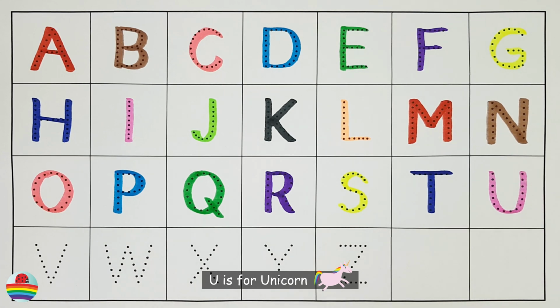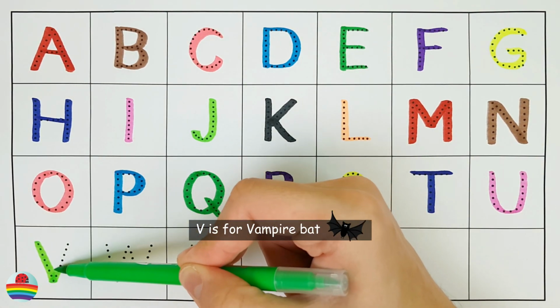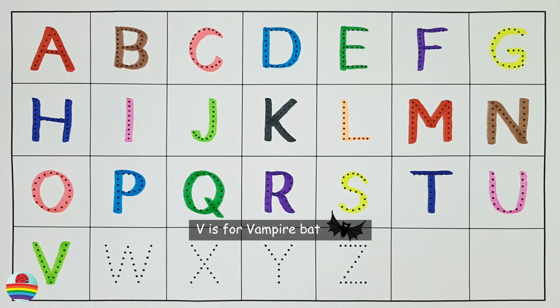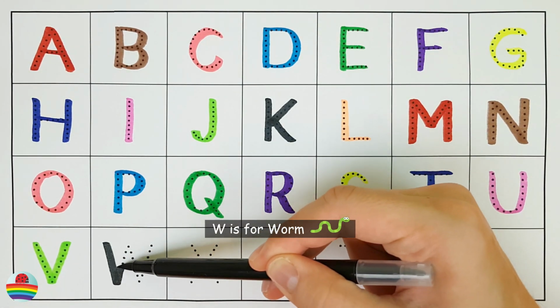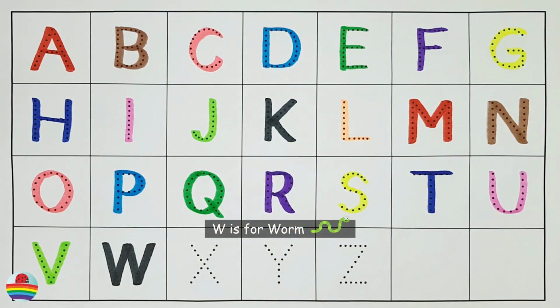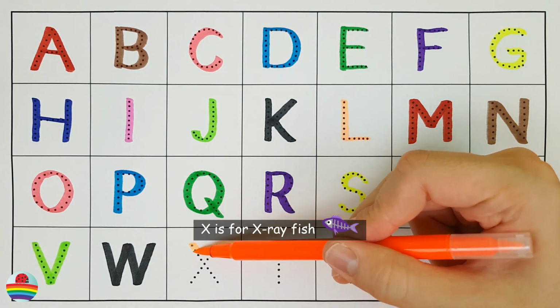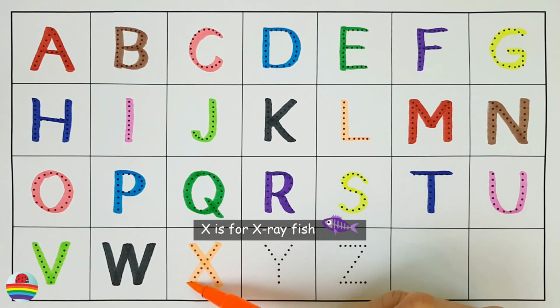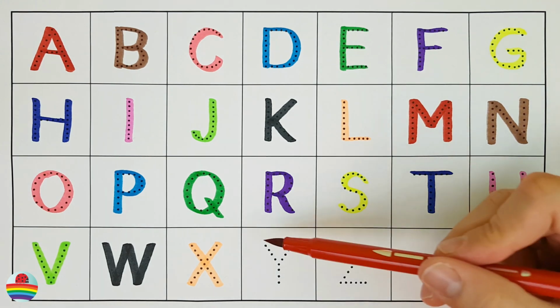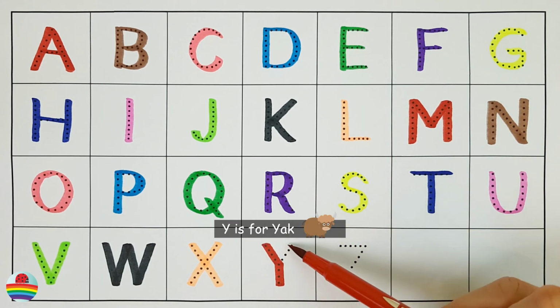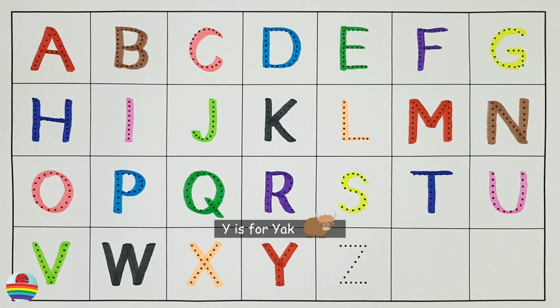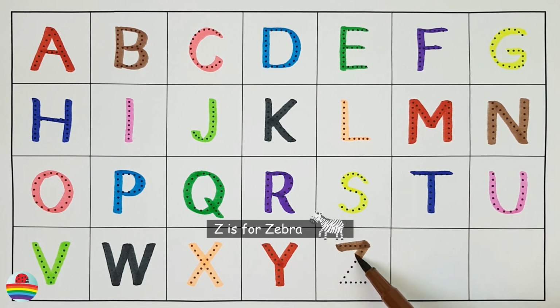V is for vampire bat. W is for worm. X is for x-ray fish. Y is for yak. Z is for zebra.